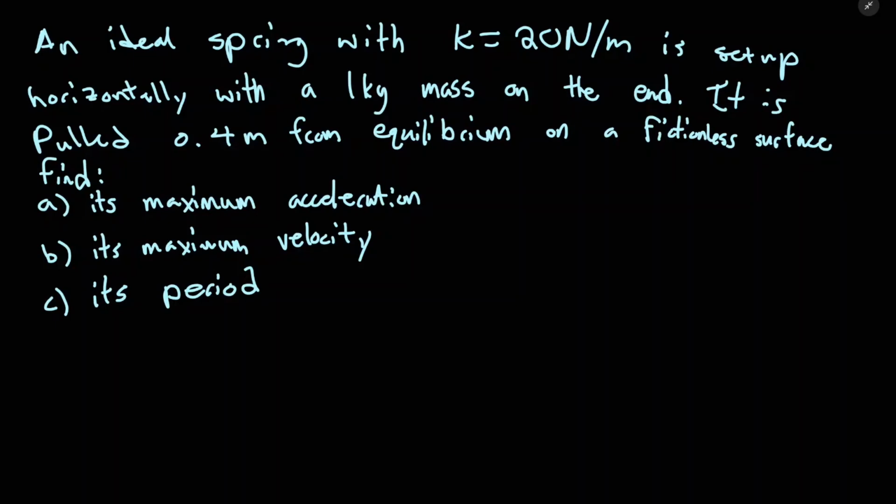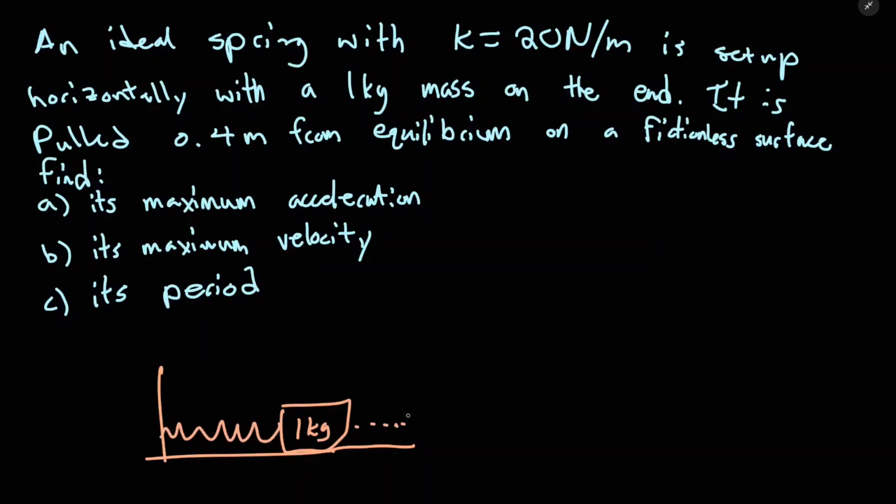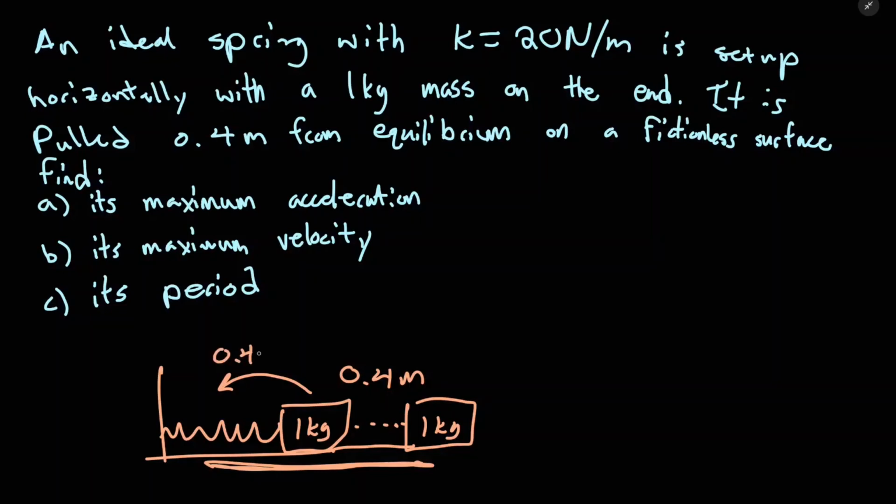and C, its period. So the very first thing that I'd like to do when it comes to these problems is just draw it out. It's nice to visualize. So if here's our spring, and then let's just say we have our block of 1 kg, and then here is the spring, and it gets pulled like this, 0.4 meters, and it's going to oscillate between this point and this point. And it's good to know that it's also going to go back over this way, 0.4 meters. So that's just how simple harmonic motion works, so that's pretty easy.